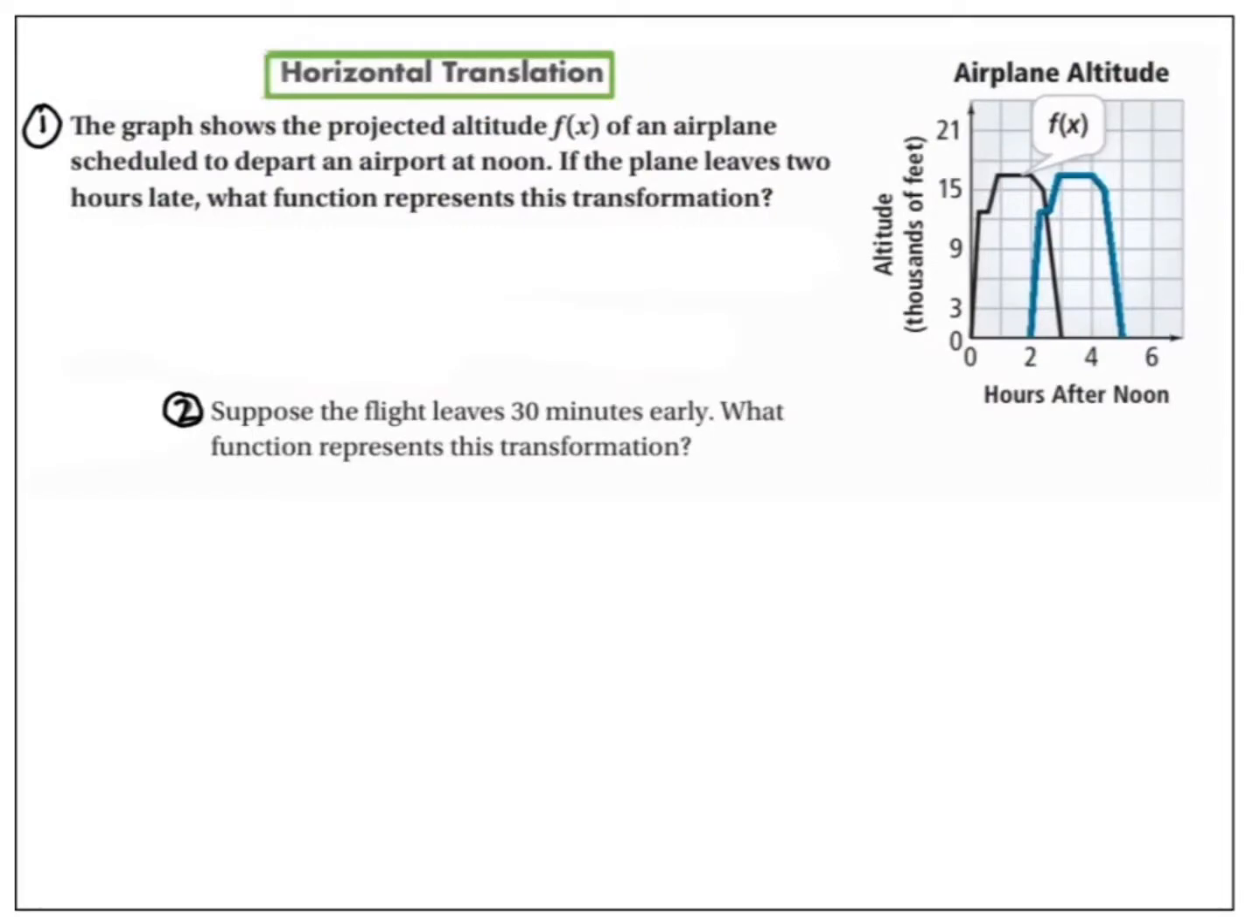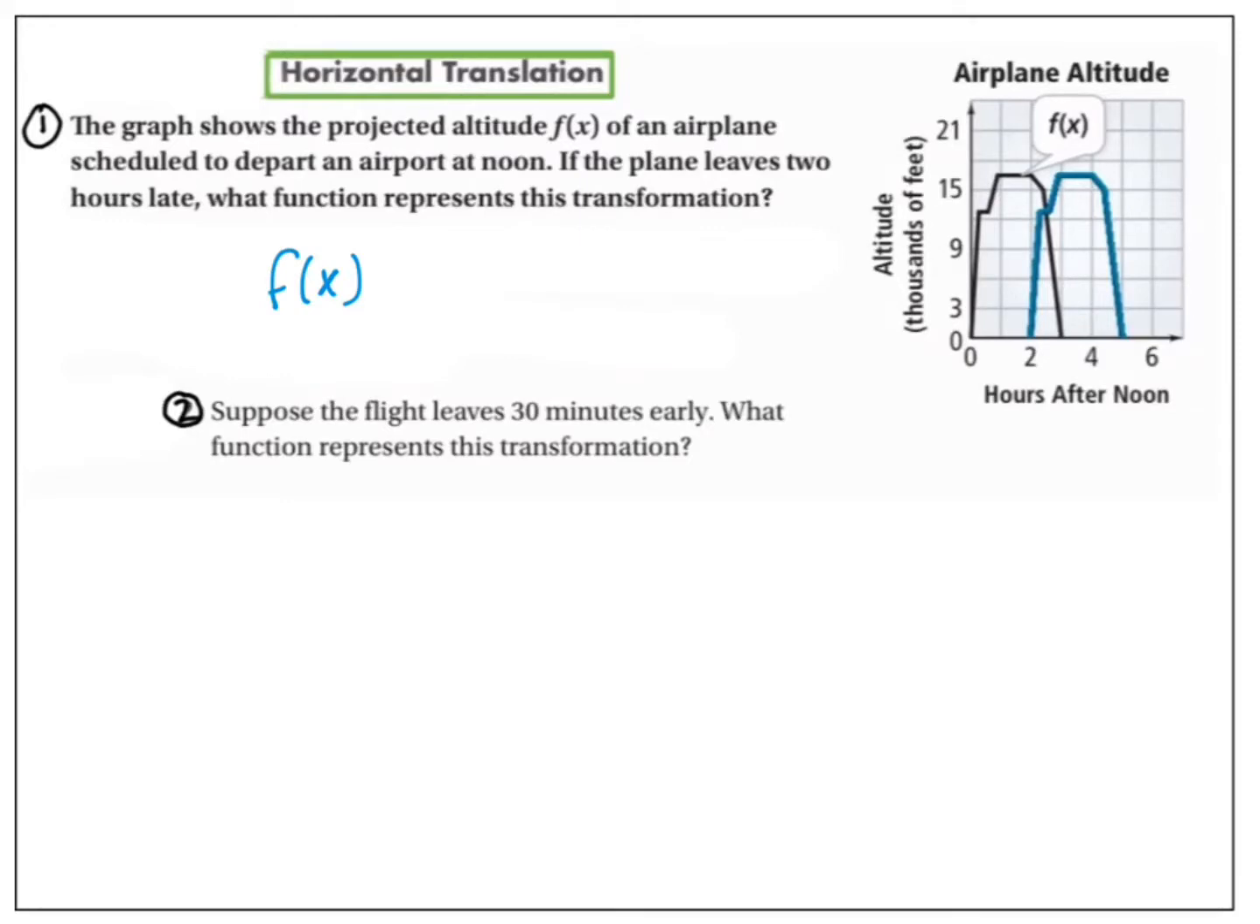All right, now we need to talk about horizontal translation. For this first problem, it says the graph shows the projected altitude f of x of an airplane scheduled to depart an airport at noon. If the plane leaves 2 hours late, what function represents this translation? So f of x represents the time you're supposed to depart, and we're saying that we're going to delay it 2 hours.